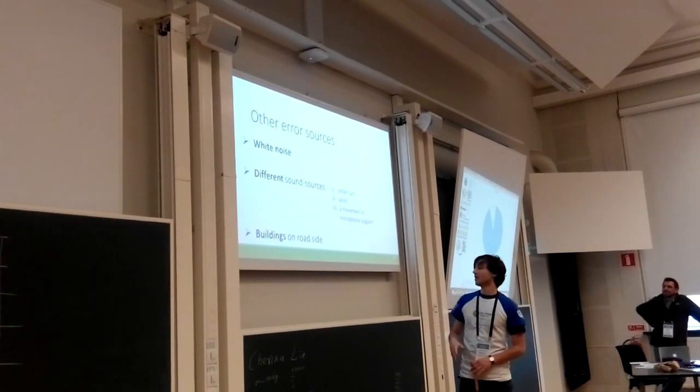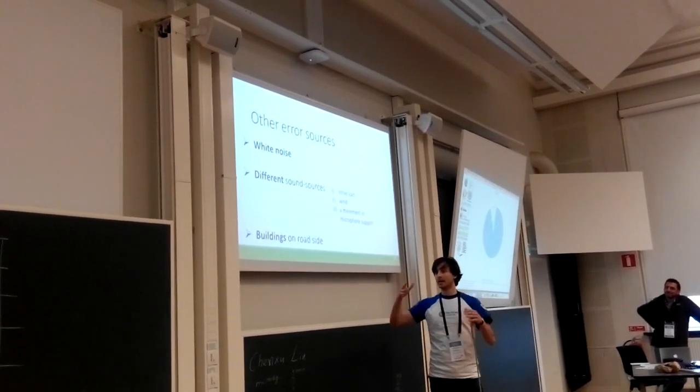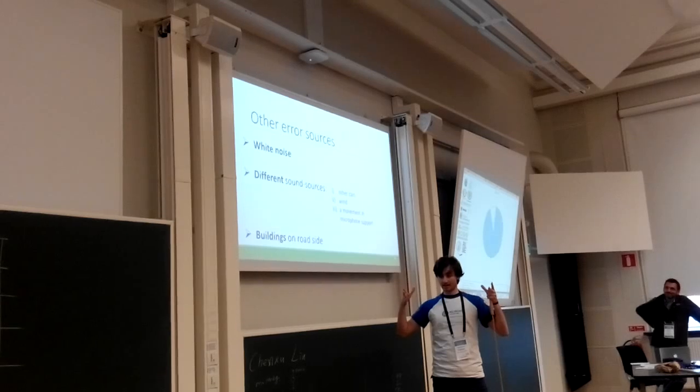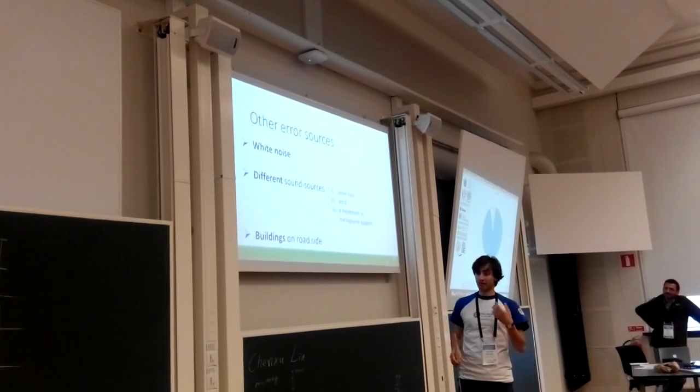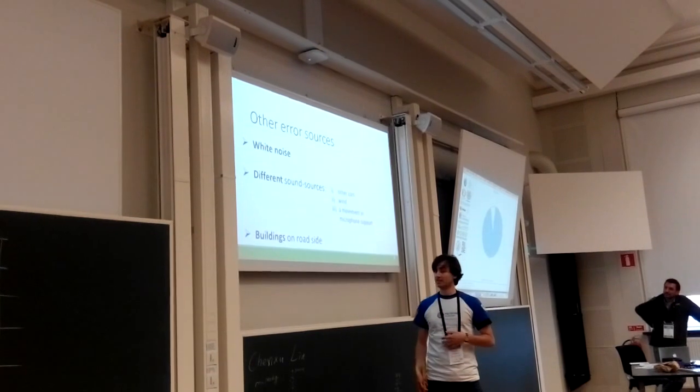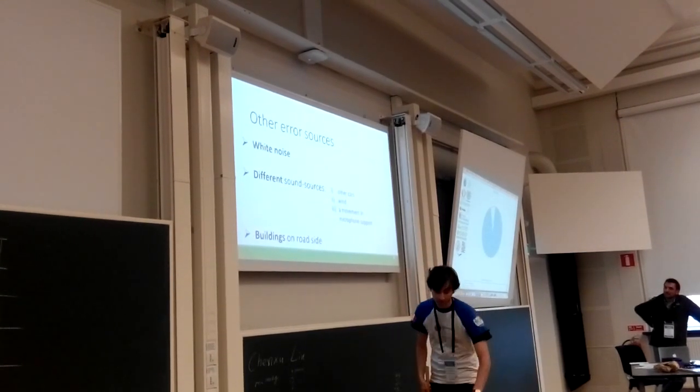And at the end, the buildings are also a second source of error, because the sound can be kind of concentrated in the street. So we lose the typical reflection and absorption by the buildings. So this is a source of error that is very difficult to take into account.